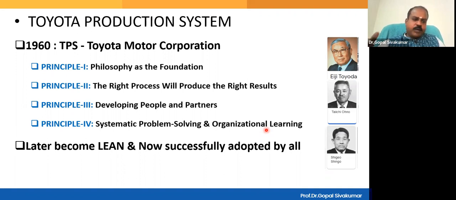Otherwise, what happens? People always think what they are doing is great. If you think what you are doing is great, then you will not be able to understand the improvement opportunity that is available in front of you. Always there is scope for some improvement, right? That is where the continuous improvement philosophy came. So, systematic problem solving and organizational learning.